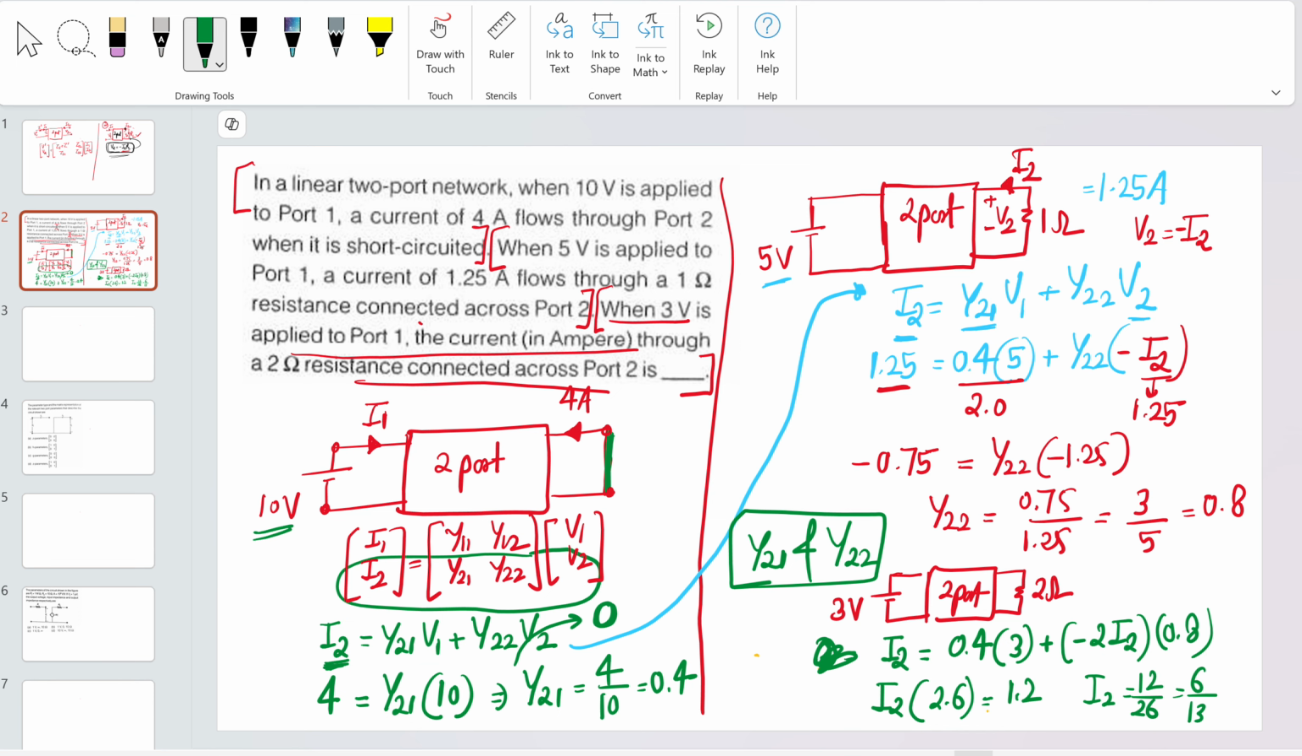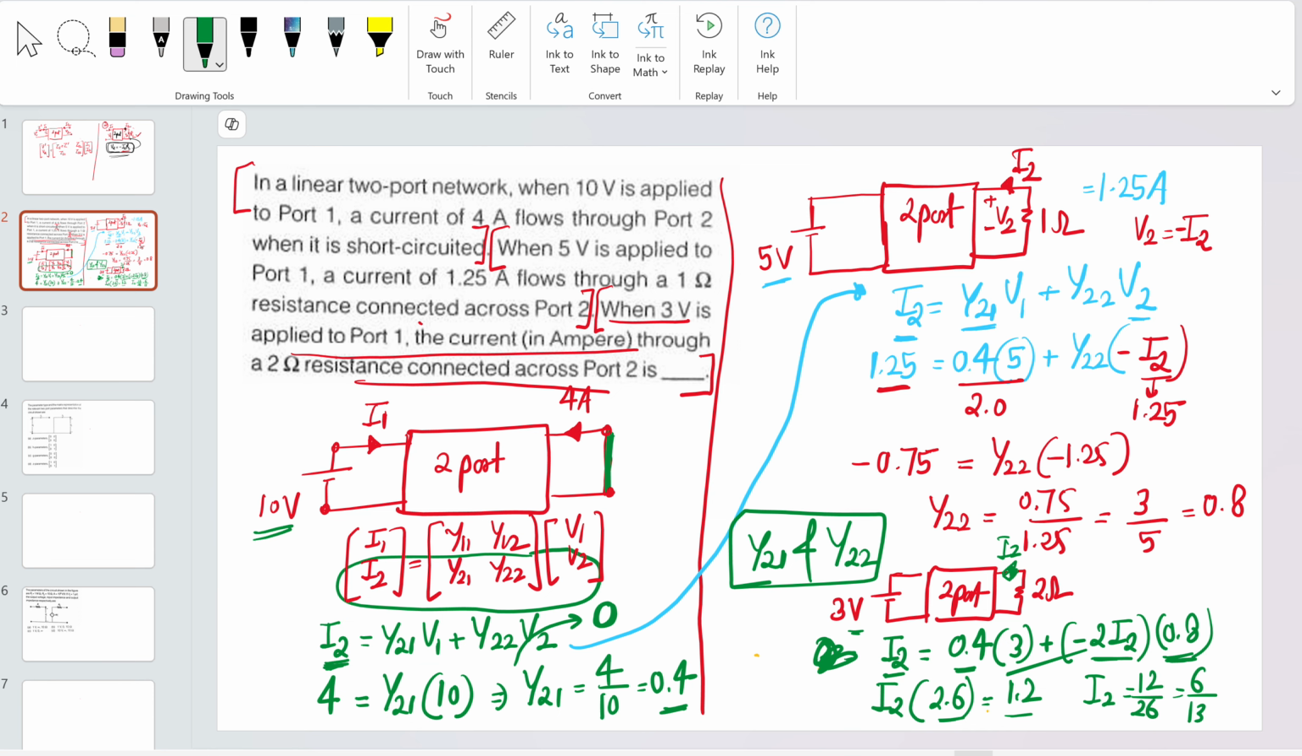Can you re-verify whether it is correct or not? The I2 we have got here, and 0.4 from here, and 3 is the V1 which we have applied here, and minus 2 times I2 because I2 is assumed to be flowing into the system. That's why it is minus 2 I2, and we have 0.8. So when you add I2, you will get 2.6, which is equal to 1.2. 12 divided by 26, so that's 6 divided by 13.